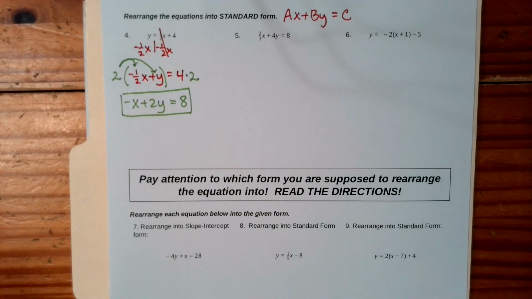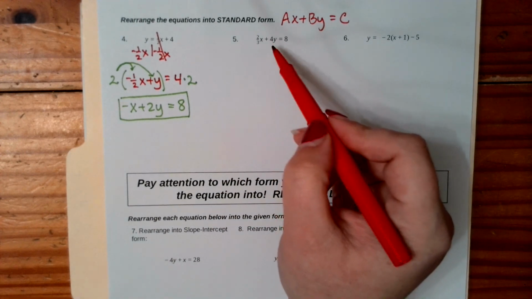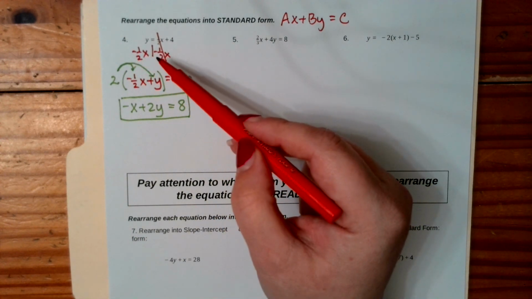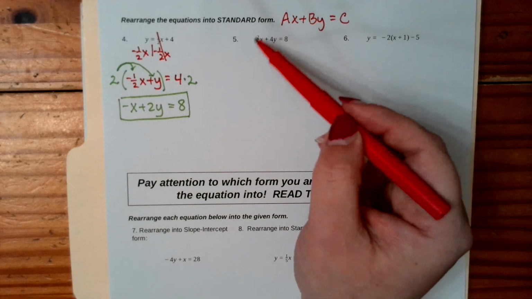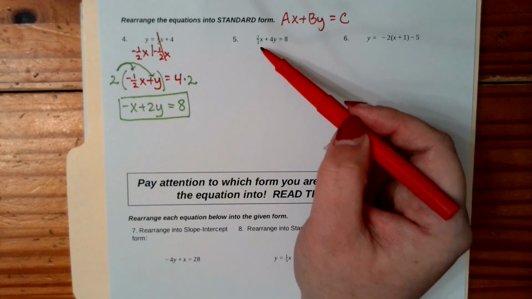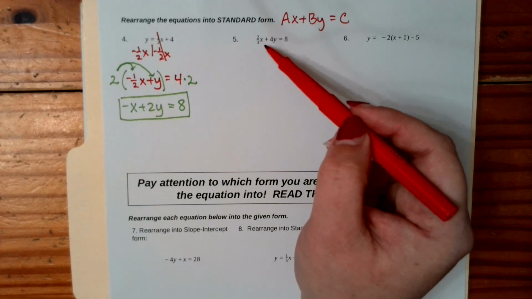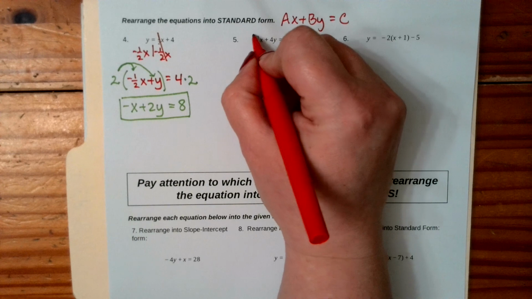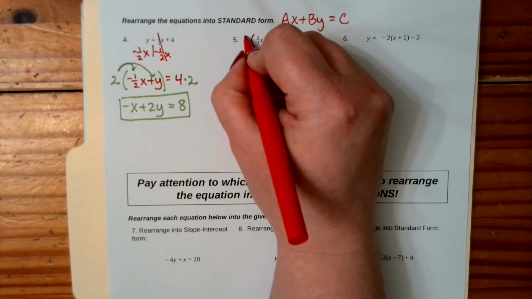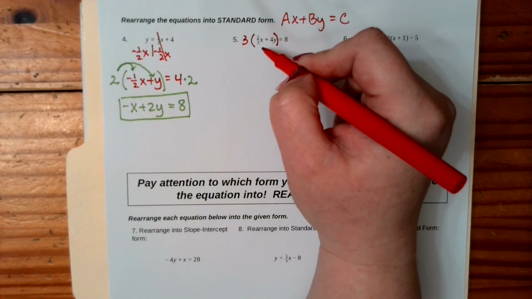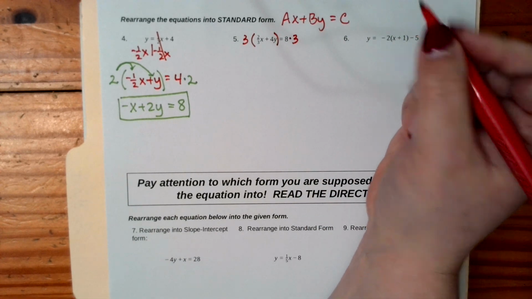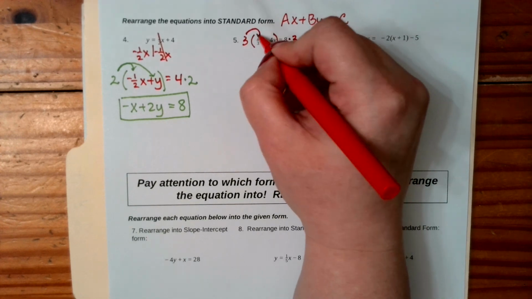Okay, let's do another example. So in question 5, if we look, the x and the y are on the same side already, which is awesome. I don't have to do the first step that I did over here. But what I do have to do is figure out how I can get rid of this fraction. So since it's 2/3x, the denominator of that fraction is a 3. That means if I were to multiply this side of the equation by 3, it would make the denominator go away. But I can't just do it on one side, I have to do it on both. So I'm going to take this 3 and distribute it inside.